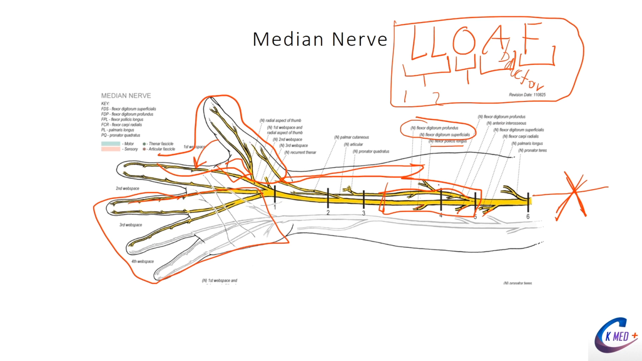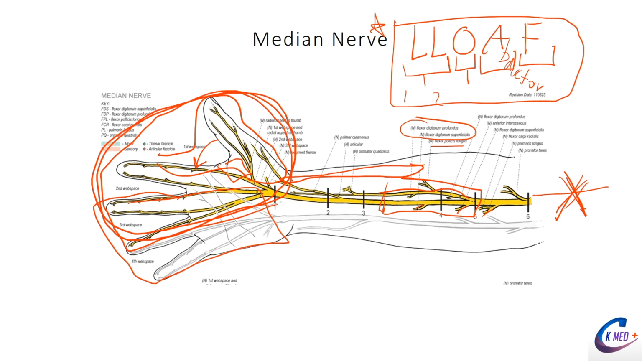So what happens if I damage it all the way up here? I'm going to lose everything as far as the LOAFs in your hand. I'm going to lose sensory of the median nerve, which is pretty much all of this. This is all the sensory of your median nerve on your palmar surface. Your ulnar nerve does the second half of that, and that sensory is ulnar nerve.